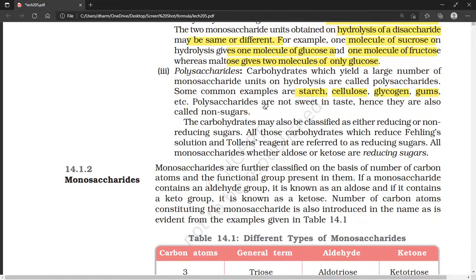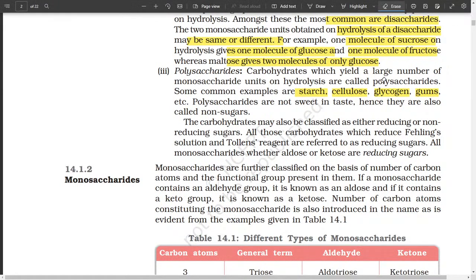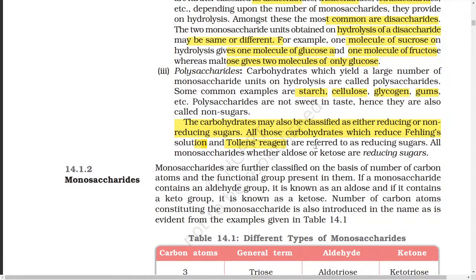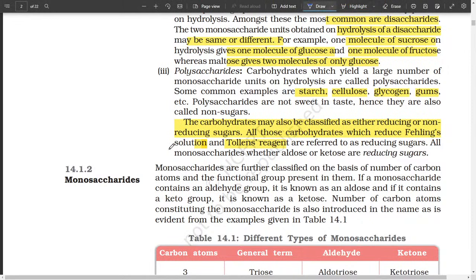Carbohydrates may also be classified as either reducing or non-reducing sugars. All those carbohydrates which reduce Fehling's solution or Tollens' reagent are referred to as reducing sugars. What is a reducing sugar? The sugar or carbohydrate which reduces Fehling's solution and Tollens' reagent is referred to as a reducing sugar. This is important. All monosaccharides, whether aldose or ketose, are reducing sugars.